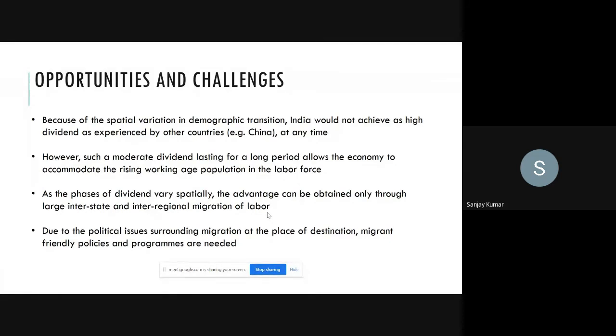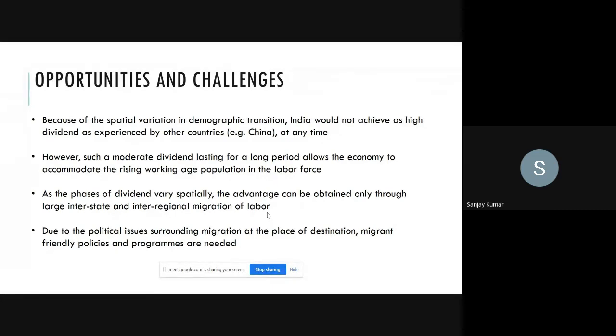But this also gives a chance for a moderate dividend lasting for a longer period of time, because certain states will open up later. So this allows the economy to accommodate the rising working age population into the labor force. And since the phases are different by geographic region, this advantage can be obtained only through large interstate or inter-regional migration, which is happening even today.